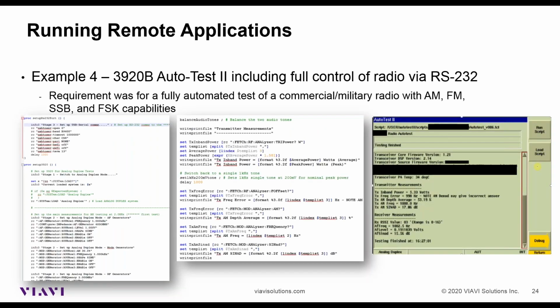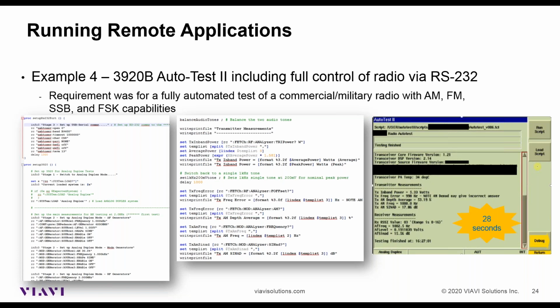I think to finish up on this, just another test script. This is one that I wrote on the 3920 for a customer. And I have complete control of the radio. I can even ask it what its firmware version is, even the temperature of the power amplifier. And then I can do transmitter and receiver measurements automatically. In this case, it's one channel. I could do it on 100 channels if I wanted.